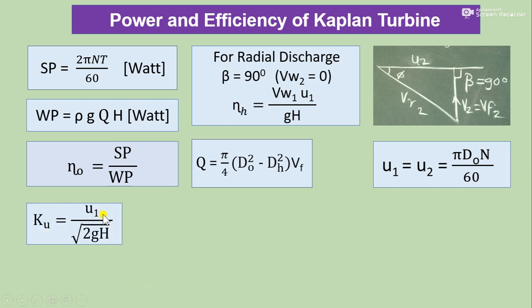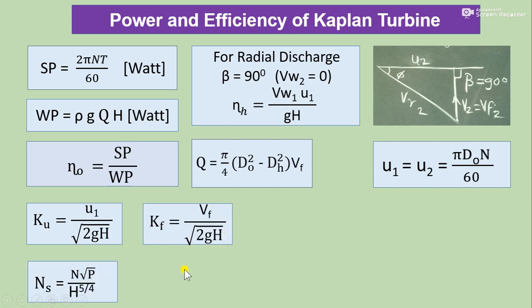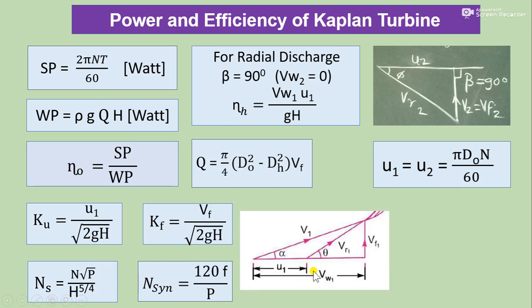This is speed ratio, U1 upon square root of 2gH. Flow ratio, that is Vf upon square root of 2gH. Specific speed is N into square root of P divided by H raised to 5 by 4. Synchronous speed is equal to 120 times frequency upon number of poles.